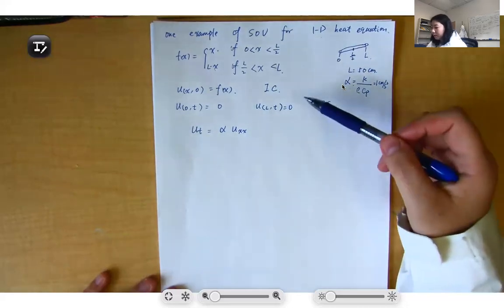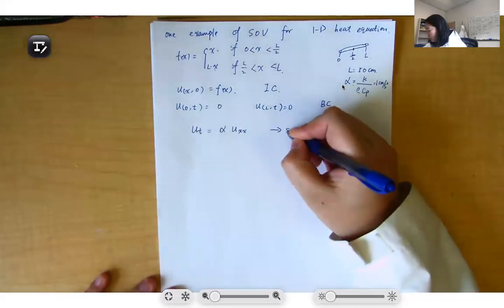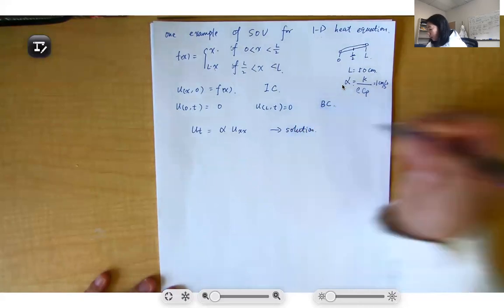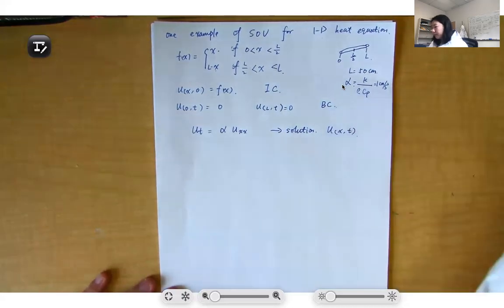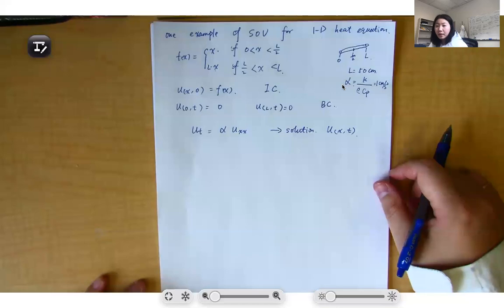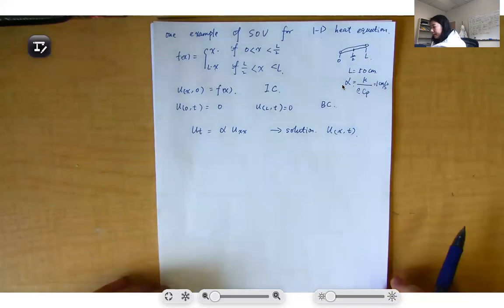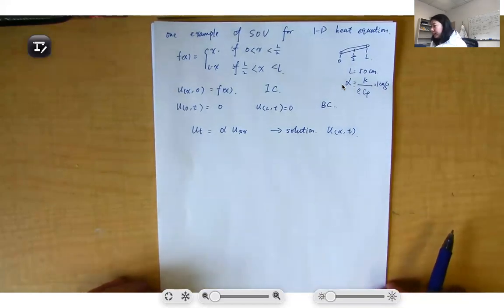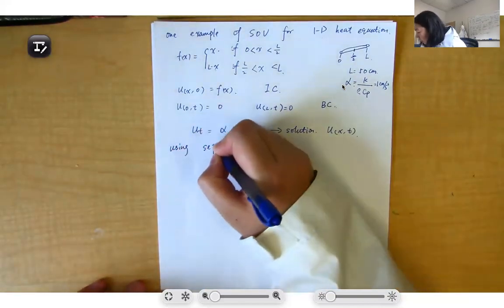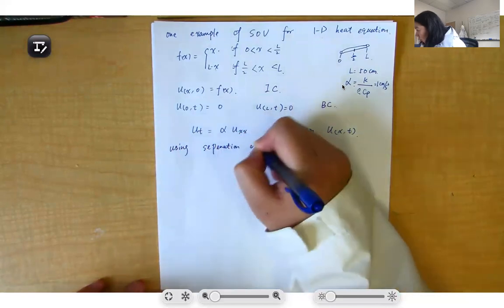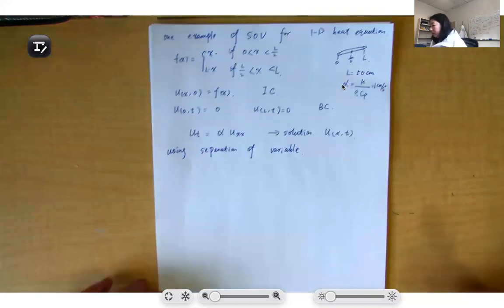And we are trying to solve for u as a function of space and time. We want to see the transit from the initial to the final temperature distribution. Then we will use the separation of variables.